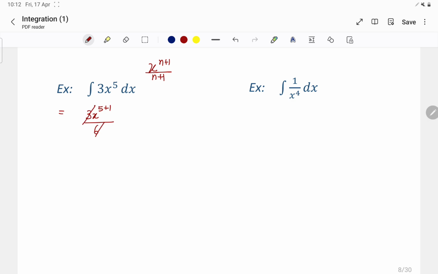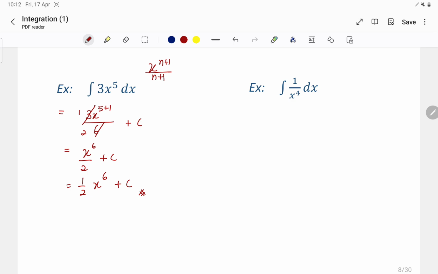So 3 and 6 here, what you actually can do is cancel them. 3 divided by 6, you're going to get 1 and then 2 here. At the back you add c. So the final answer is x to the power of 6 divided by 2 plus c. Or you can put 1 over 2 x to the power of 6 plus c also.